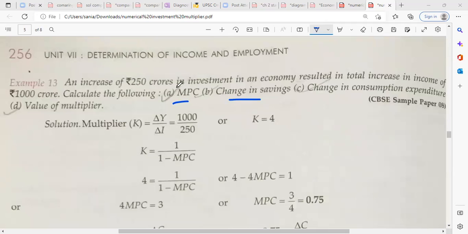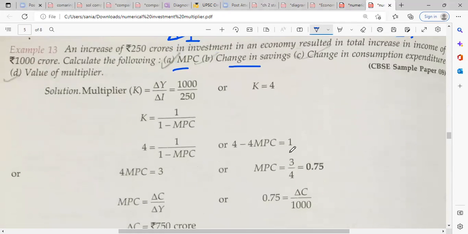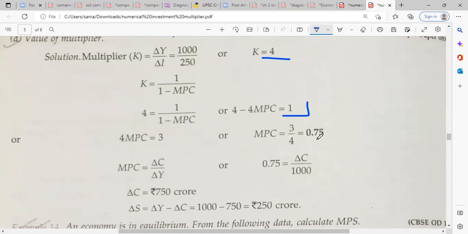An increase in this is delta I. Okay, and increase in income delta Y. Because of this, you will find K. Okay, and when you got K, your K was 4, and when you put the value, you will get your MPC 1. No, not 1, 0.75. Okay, clear?